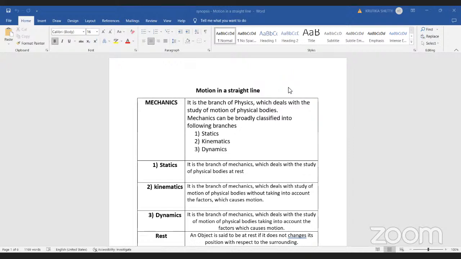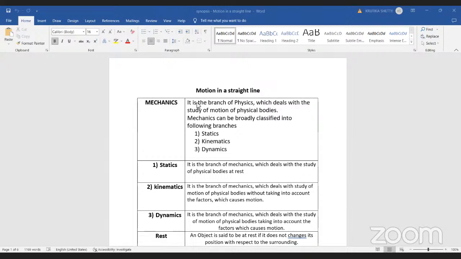Mechanics. So what is mechanics? Our physics has different branches, like optics, thermodynamics, electrostatics, electrodynamics, then magnetism, modern physics, solid state physics, nuclear physics. So there are different branches, and one of the branches is mechanics. In mechanics, we will study mainly about the bodies under motion.